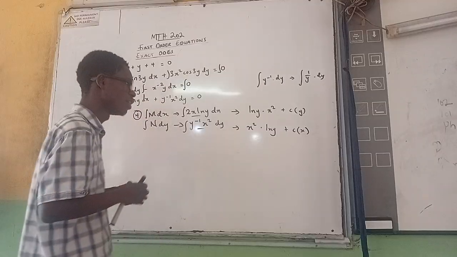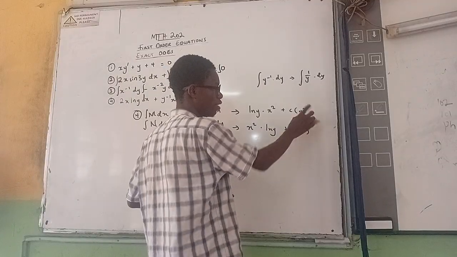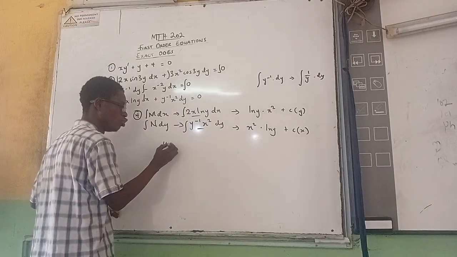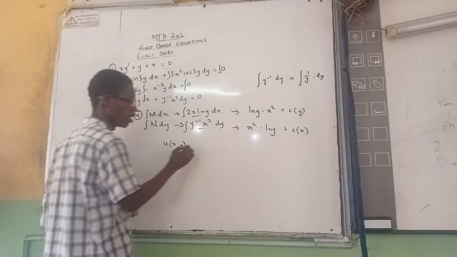So if we compare both of them, we see they are also the same thing. That means the constant which is a function of x and the constant which is a function of y do not exist. So our final answer u, which is a function of x and y, is what?